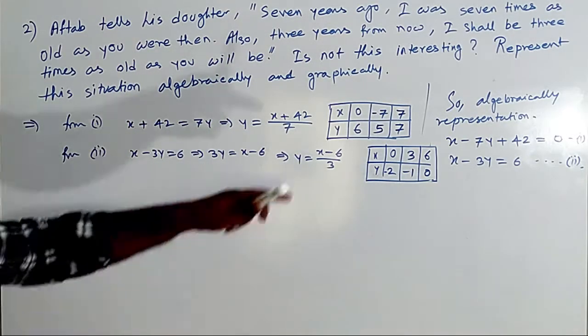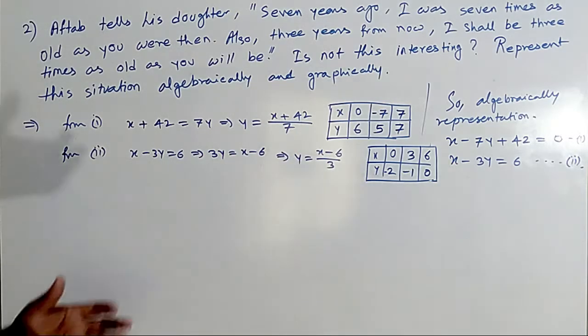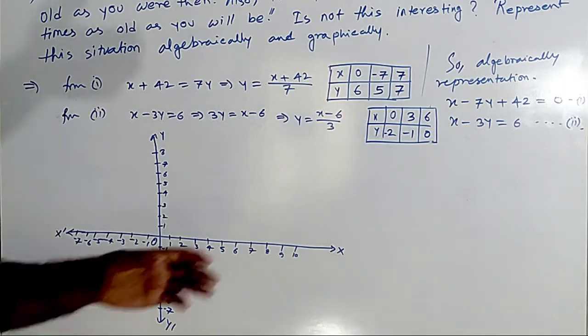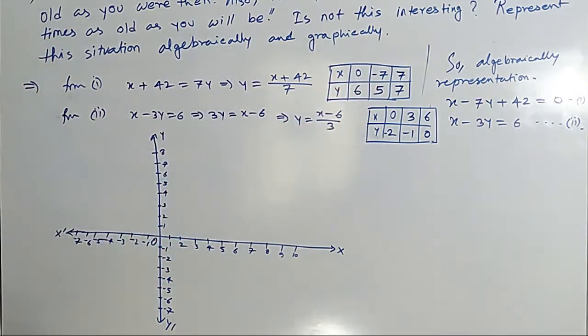And for x equals 6, y will be 6 minus 6, 0 by 3, that is 0. Now we get two tables for the coordinates of these two lines. Now we represent these two lines graphically. Now we plot these coordinates in this graph.